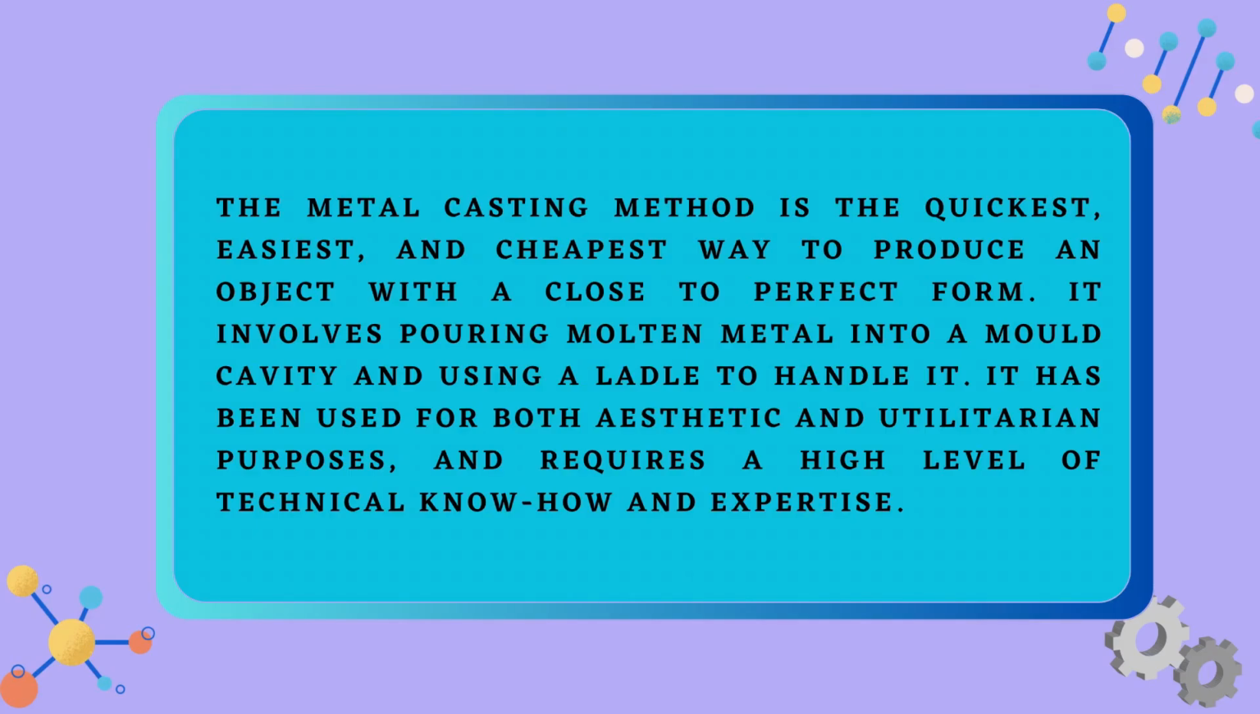Introduction. The metal casting method is the quickest, easiest and cheapest way to produce an object with a close to perfect form. It involves pouring molten metal into a mold cavity and using a ladle to handle it. It has been used for both aesthetic and utilitarian purposes and requires a high level of technical know-how and expertise.